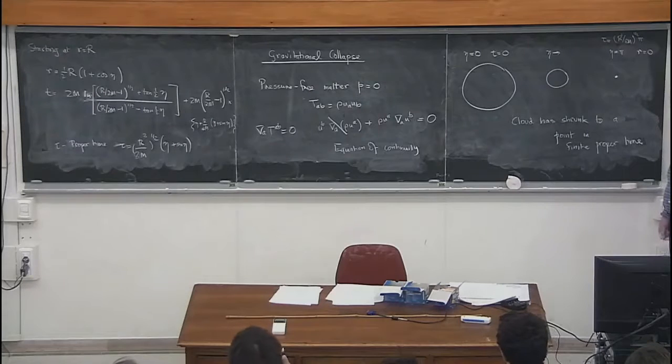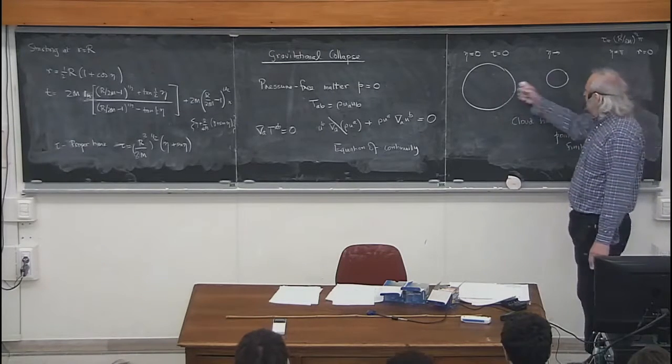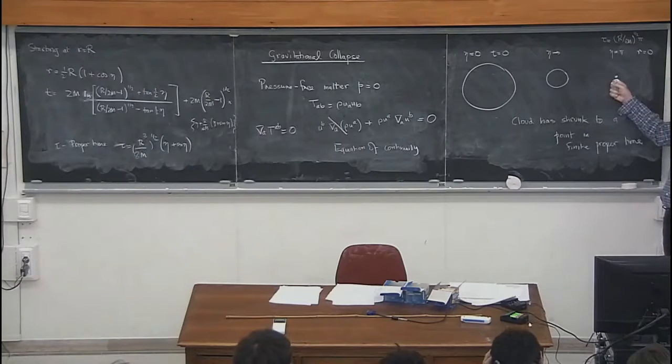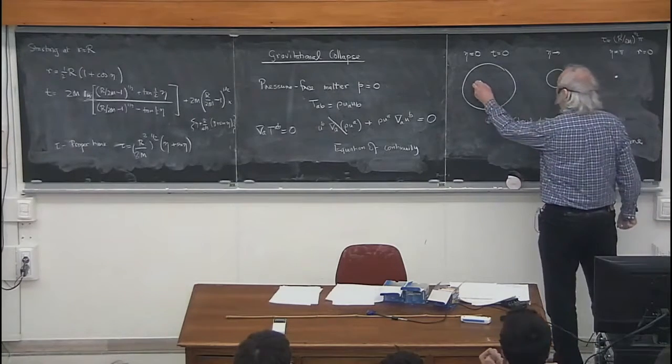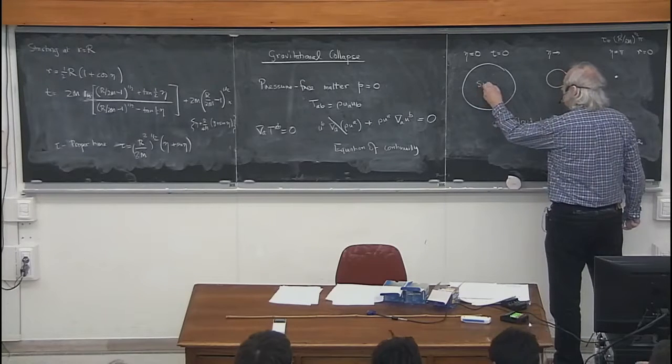Well, that's fine. That tells you what's happened to the ball as far as the outside of the space-time is concerned. What's happening in here? And what's happened when it's collapsed down to a point? So the question is, what is the space-time inside?